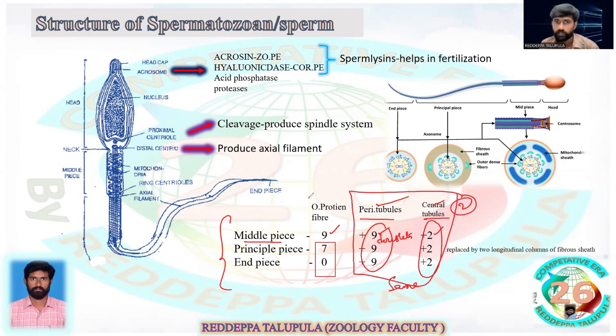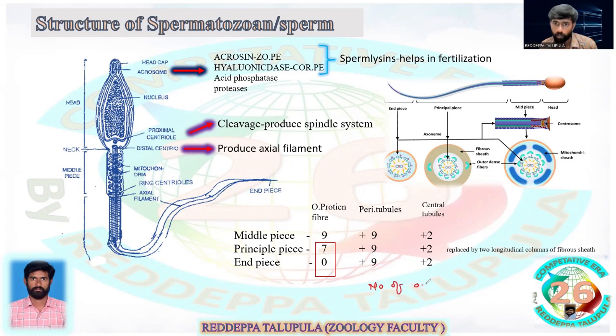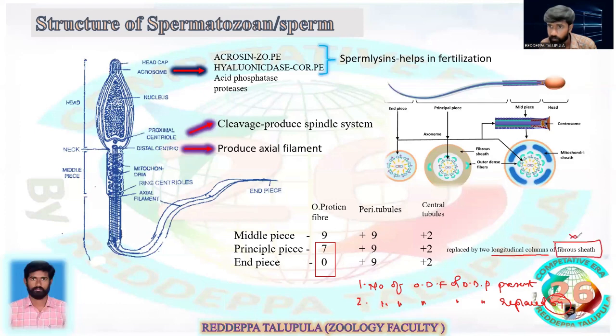Okay. But when we are talking about ODF or ODP, then we need to take care that the middle piece contains 9, the principal piece contains 7, and the end piece contains 0. Here, 2 types of questions will arise. First question, the number of ODFs or ODP present. And another type of question is the number of ODF or ODP replaced by longitudinal columns of fibrous sheet. Keep it in mind. Replaced how many?